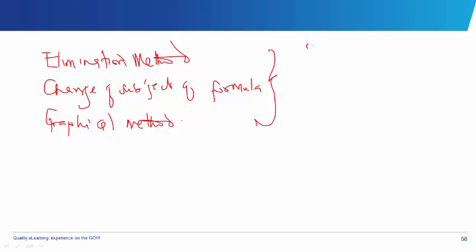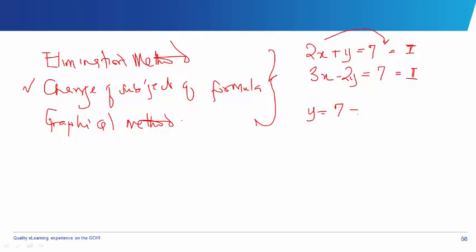Now the first example goes this way: 2x plus y equals 7. Then 3x minus 2y equals 7. Okay? So how can we solve this? Let's use change of subject of formula. That's the first method I want to teach you. So to change the subject of formula, I'll make y the subject of formula in equation 1. Let's call this equation 1, and this is equation 2. So from equation 1, y equals 7 minus, move this on to this side, minus 2x.